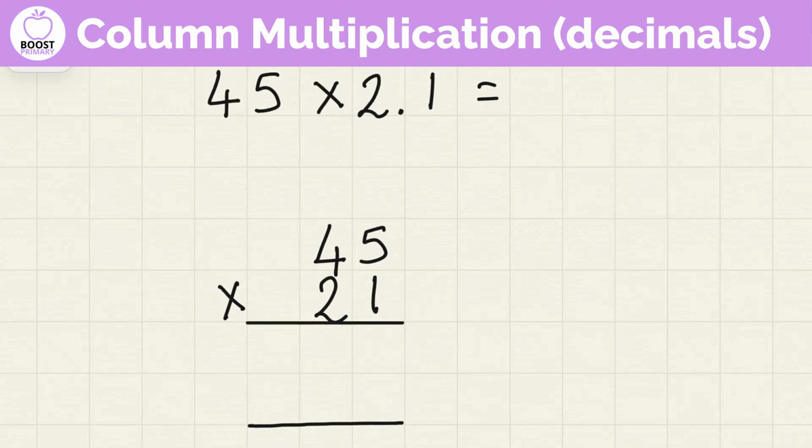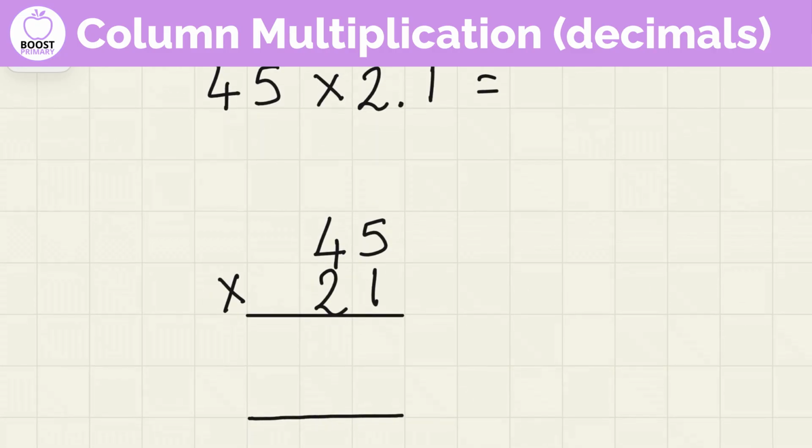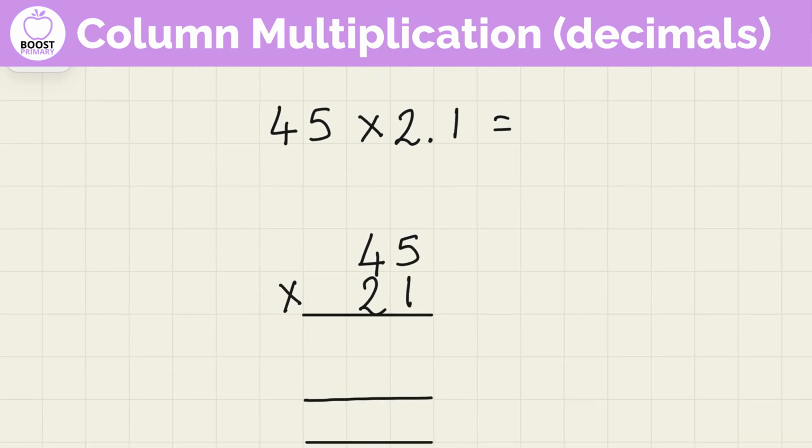Let's have a look at a second question. 45 times by 2.1. Once again, the key is to turn 2.1 into a whole number. Times it by 10 to make it into 21. So I'm going to work out the answer to 45 times by 21.